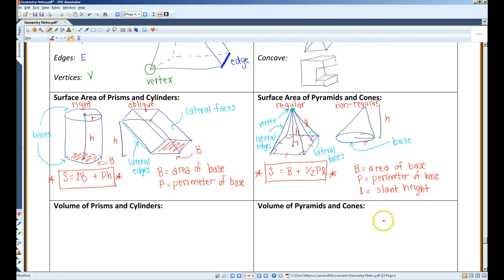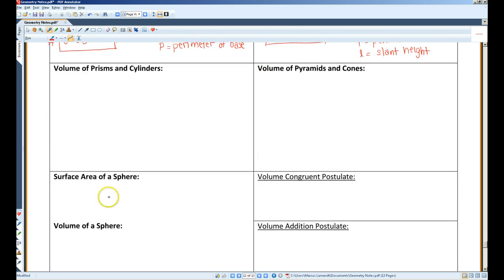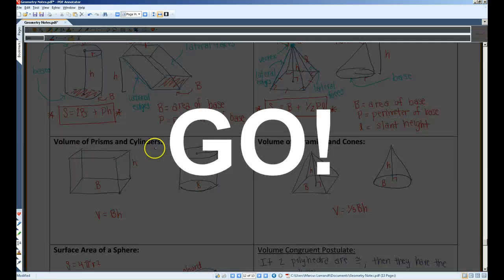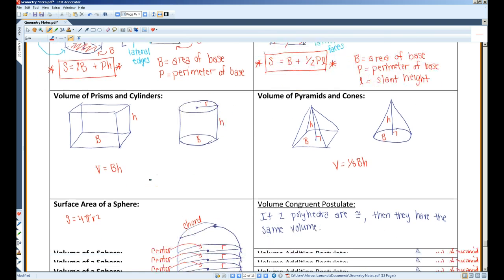So, if you're trying to find the surface area of a cone or a pyramid, it's going to be the area of the base plus 1/2 the perimeter times the slant height. Okay, here are the formulas for the volumes of each of these. Make sure you guys don't confuse the height with the slant height. Remember, the slant height is slanted, the regular height is perpendicular to the bases.